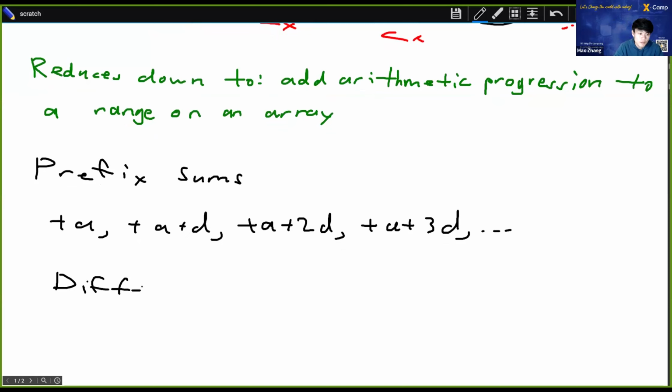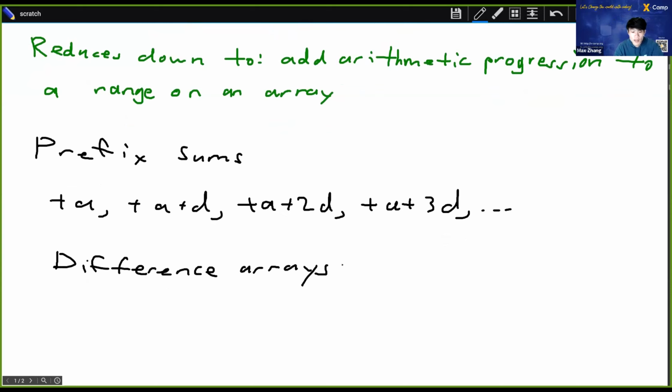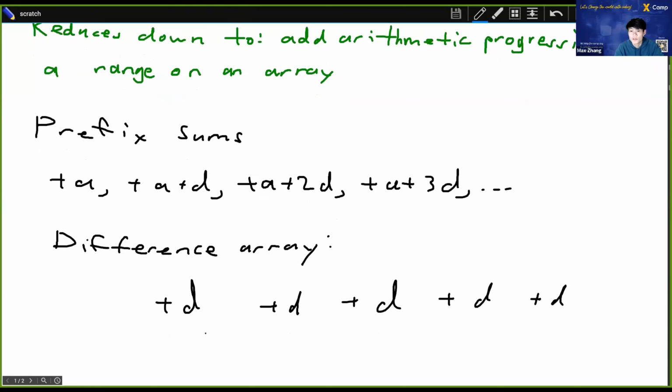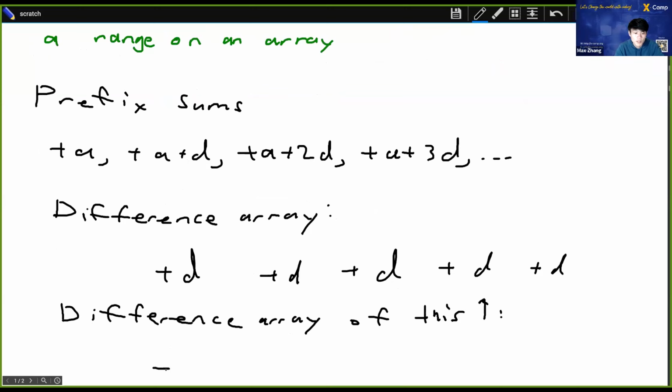So in the difference array of the true values, at each of these positions we do plus D, plus D, plus D, plus D, and so on, right? Basically the difference array is going to be increased by D over a continuous range. And then finally, if you take the difference array one more time, you consider the difference array of this, then it's just a plus D in a single position, and eventually it'll end, so we will minus D at some other position.